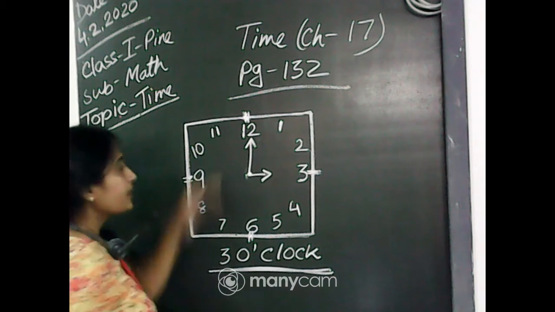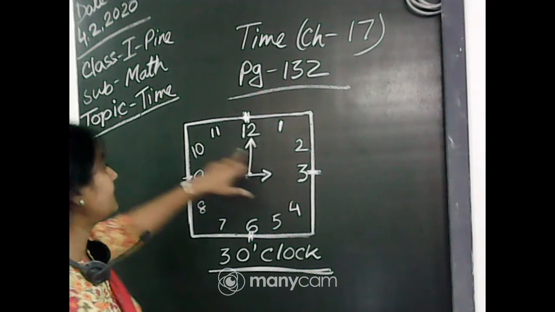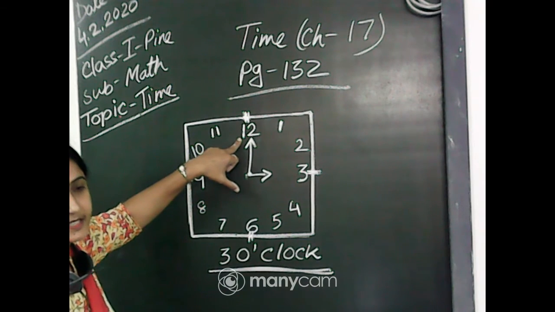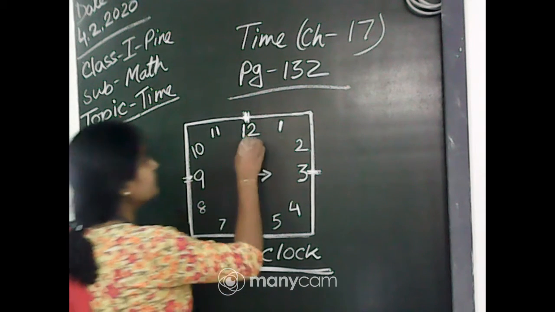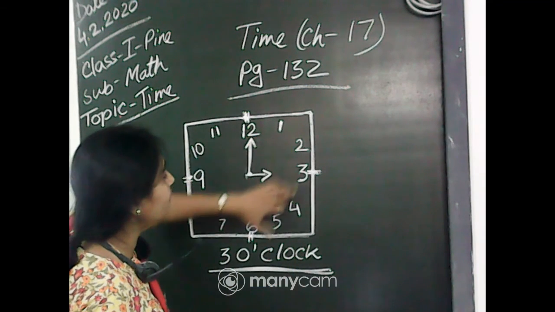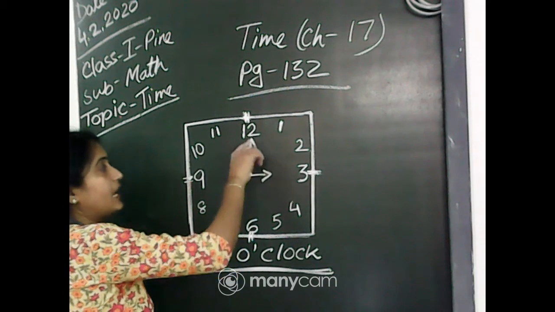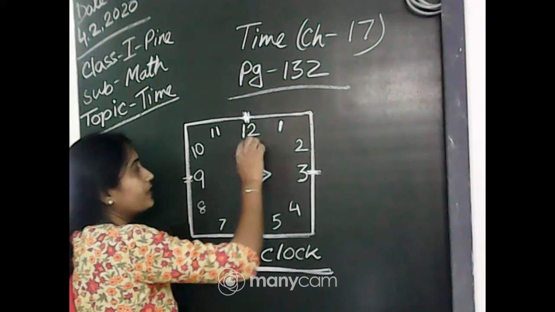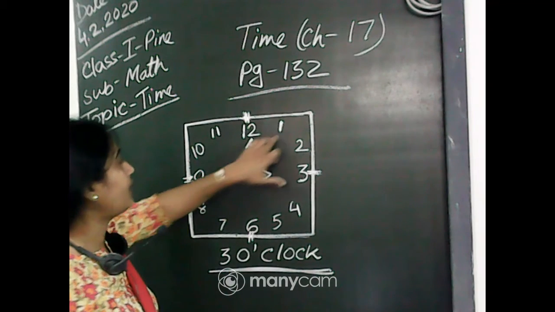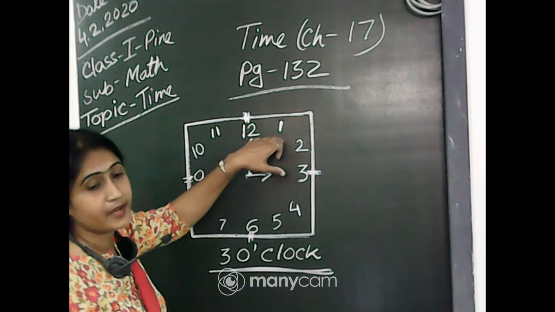Now, look. The short hand indicates the hour and the long hand indicates minutes. That means when the long hand, the minute hand, moves, here is given 1, 2, 3, 4, 5, 6, 7, 8, 9, 10, 11, 12. It moves. When the minute hand covers the whole clock, that means the hour hand indicates 1.